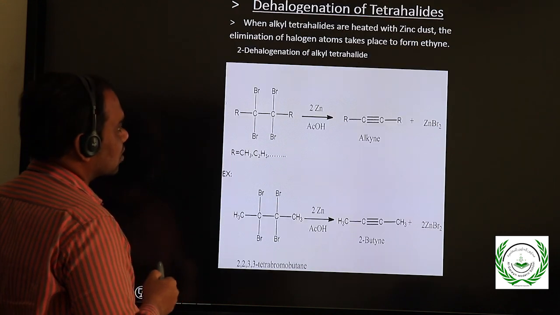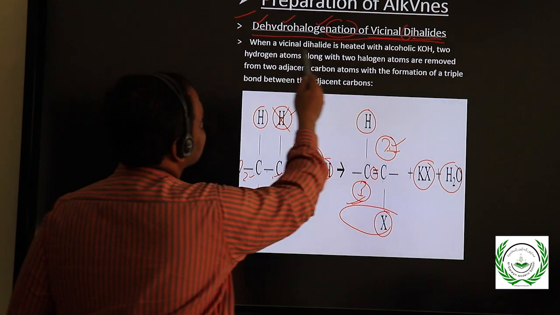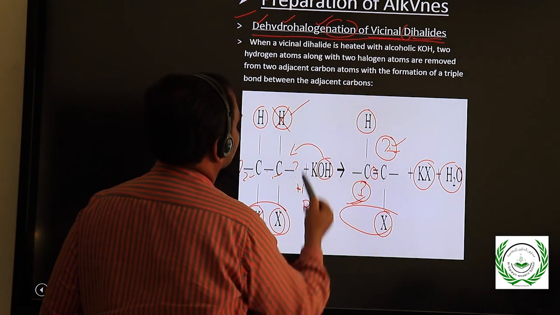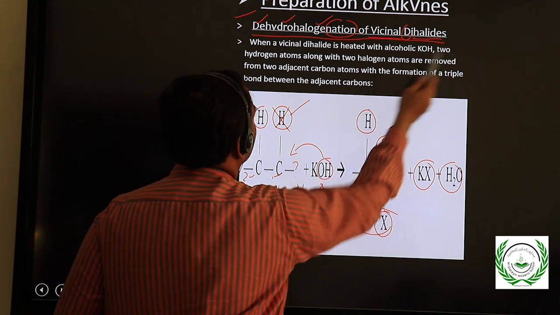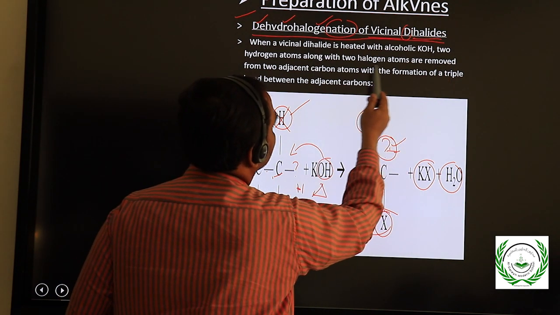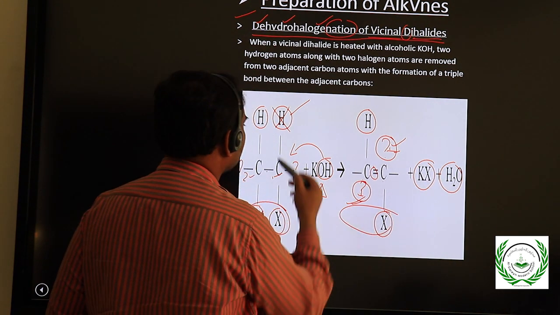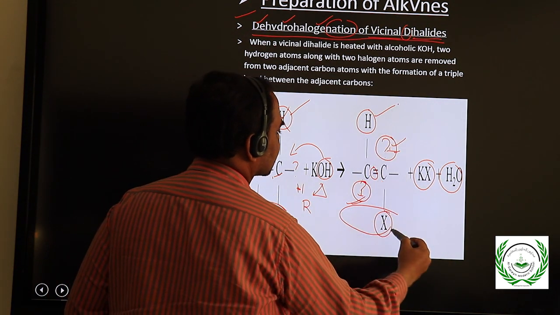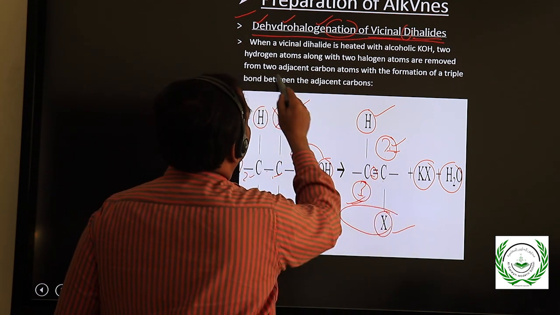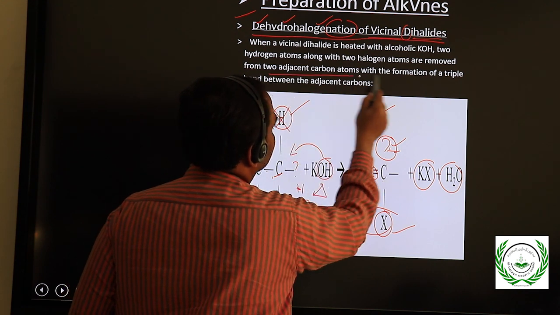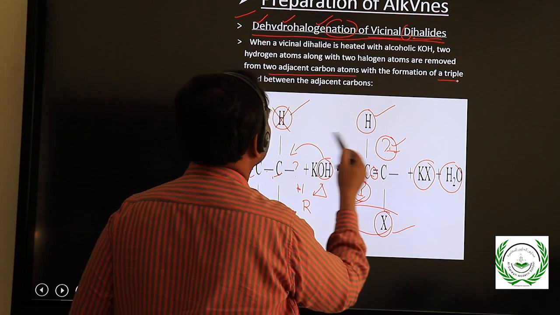Now before going to the next part, let's see, when a vicinal dihalide is heated with potassium hydroxide, 2 hydrogen atoms along with 2 halogen atoms are removed. In the next step, on continuation, the leftover hydrogen and halogen also get removed, and here a triple bond will form between the 2 adjacent carbon atoms. In the next step, these will form into 3 bonds.